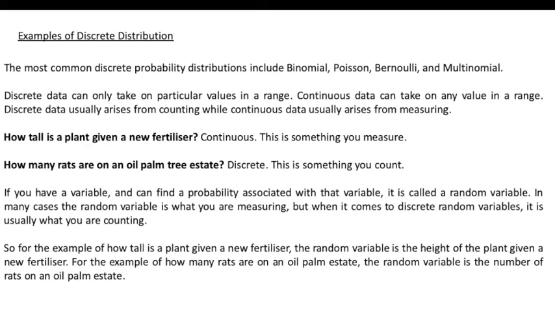So if you have a variable and can find a probability associated with the variable, it is called a random variable. In many cases, the random variable is what you are measuring, but when it comes to a discrete random variable, it is usually what you are counting. So for the example of how tall is a plant given a new fertilizer, the random variable is the height of the plant given a new fertilizer. For the example of how many rats are on an oil palm estate, the random variable is the number of rats. So bear that in mind. Whereas for the fertilizer, it is the height.